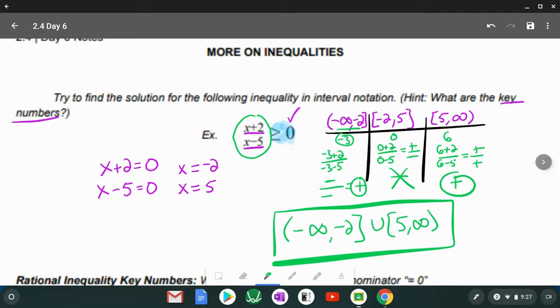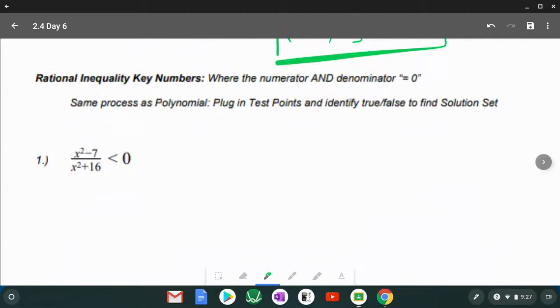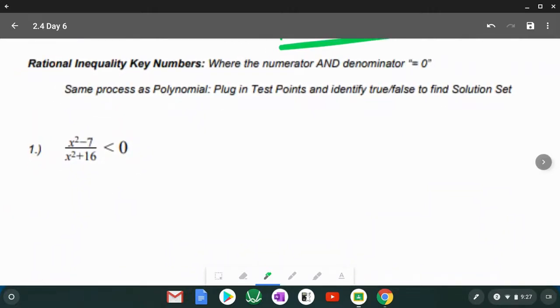Again, also, as a reminder from yesterday, please make sure that you are using the key numbers in your intervals, not the test numbers. So do not use the negative infinity to negative 3 or the 6 to infinity. You want to make sure you're using your key numbers. So very, very similar concept to what we did yesterday with the polynomial inequalities. We're just going to be using rational inequalities, so we have a little bit of division in here.